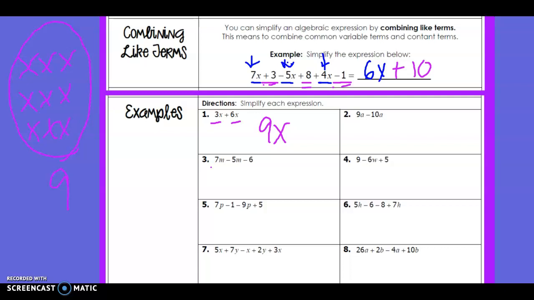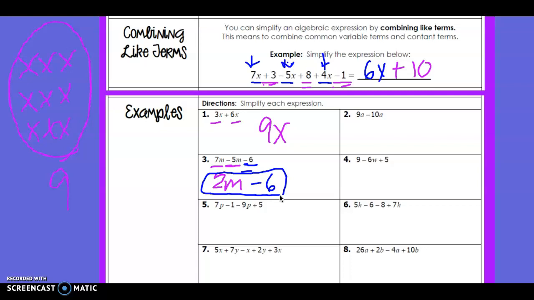So what I like to do is I like to underline things that I know are like terms. So I have a 7m and a negative 5m. I can combine them. That gives me 2 m's. Then I have the constant, negative 6 right here. Again, I can't combine that with the m's, so I just bring it down. And so my answer is 2m minus 6. Let's look at number 5.